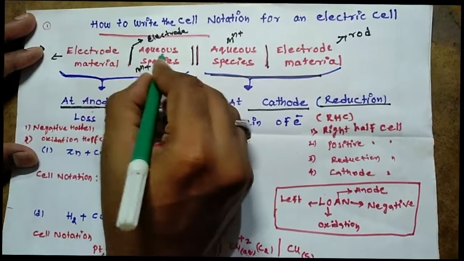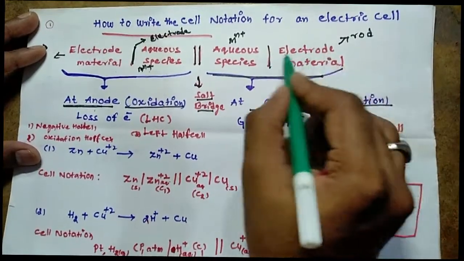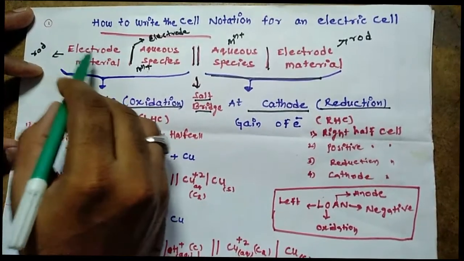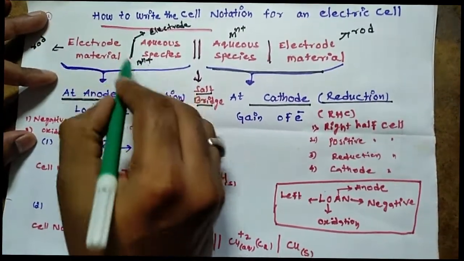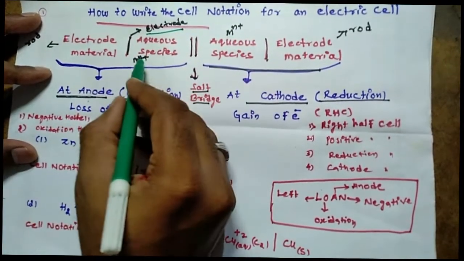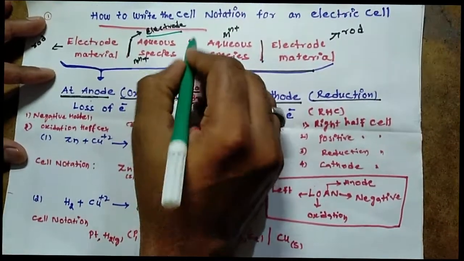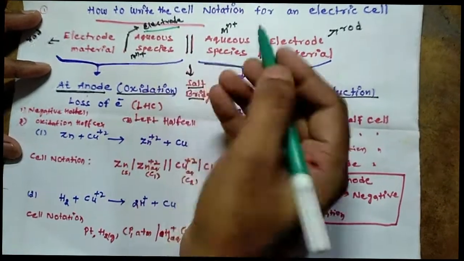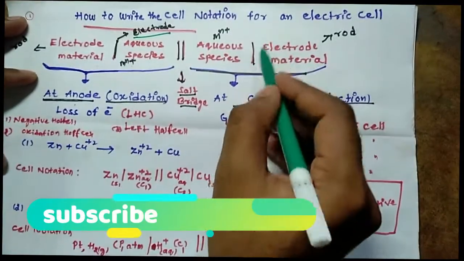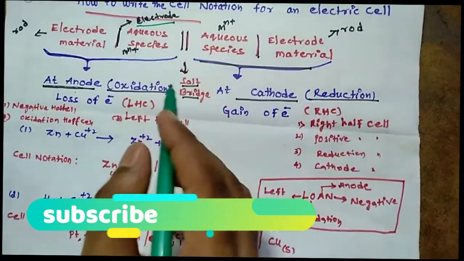This is a vertical line, aqueous species, double vertical line, aqueous species, vertical line, electrode material. Electrode material means the electrode that we have taken, the electrode rod. Here the vertical line indicates the electrode. After that, aqueous species means the cations, that is the M^n+ ions. The double vertical line indicates the salt bridge. After that, aqueous species means the cations, and then the vertical line indicates the electrode, then the electrode rod.